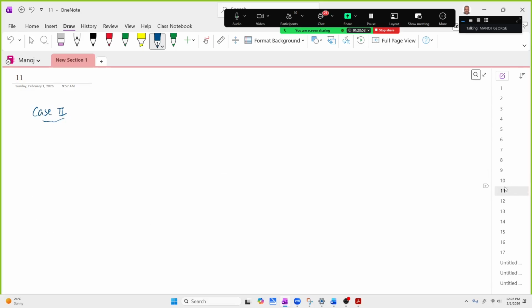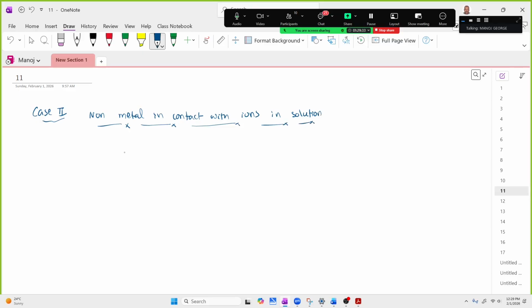Okay, so case 2. Now, how is case 2 different from case 1? In the exam, they will not tell you it is case 1, case 2 or case 3. You have to figure out whether it belongs to case 1 or case 2, and accordingly figure out the diagram and the labeling. Case 2 is a situation where your half cell is a non-metal, a non-metal in contact with its ions in solution.